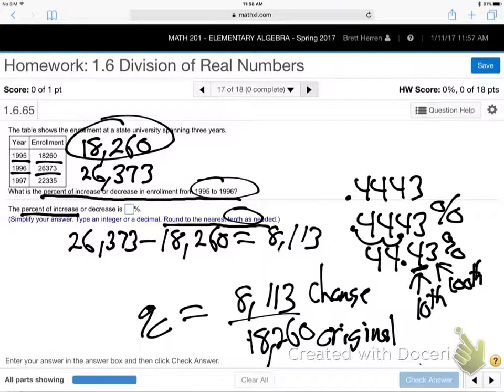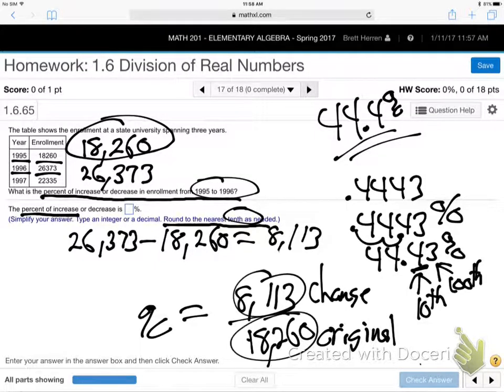So that means I need to stop at the first place after the decimal. Remember how you round? You find the place you're going to stop at, you look 1 to the right of that place, and if it's 5 or more, you go up, otherwise you leave it. So in the end, it's 44.4%. That's the increase in enrollment. We good with all that? So percentage is change over original, and then it's calculated from there.